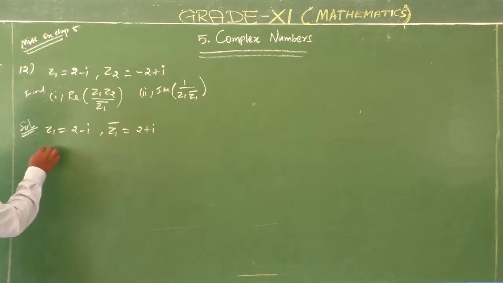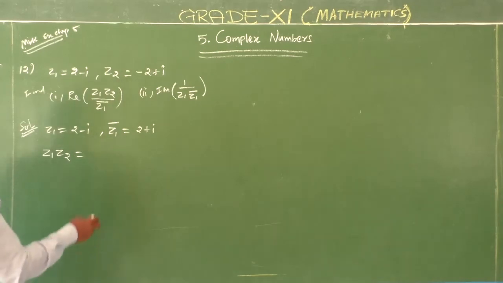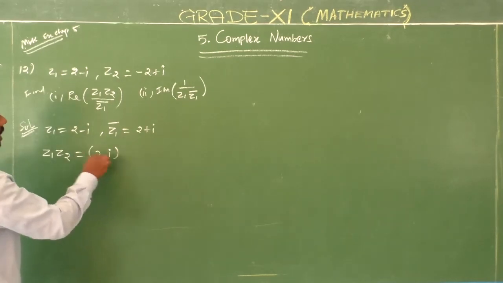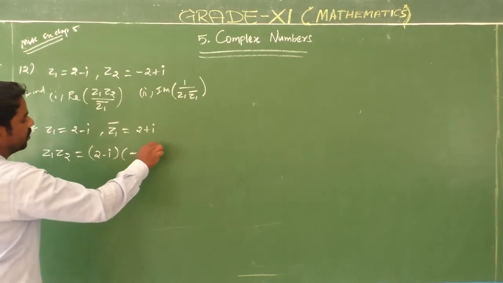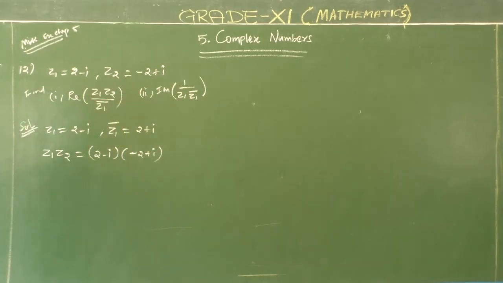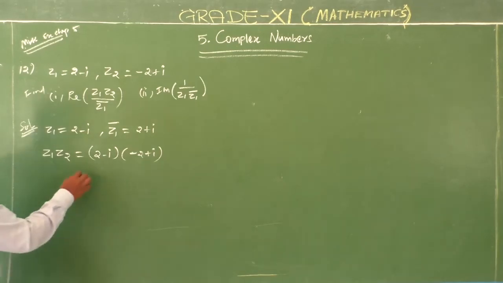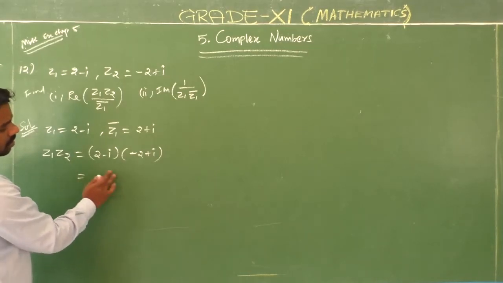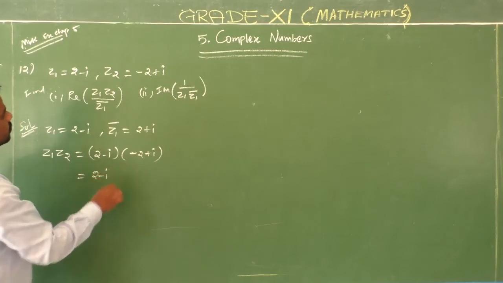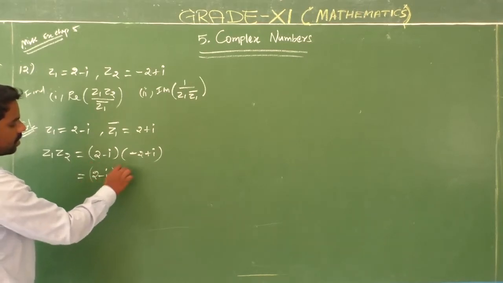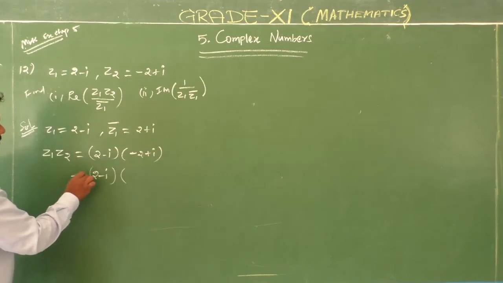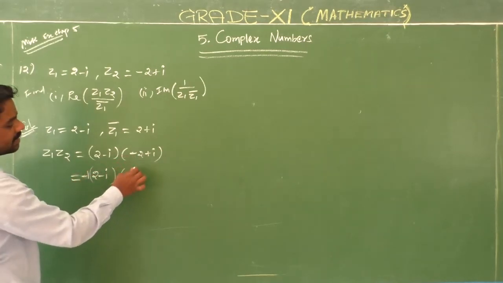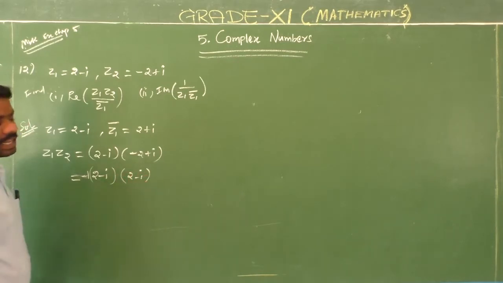First, find Z1 into Z2. Z1 into Z2 is 2 minus i into minus 2 plus i. This is a multiplication of two complex numbers. Take minus 1 common, so minus 1 into 2 minus i into 2 minus i, which is 2 minus i the whole square.